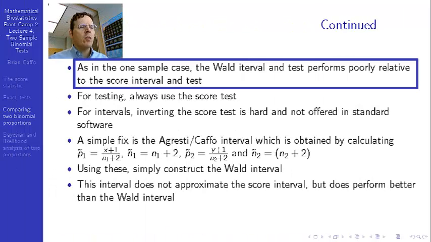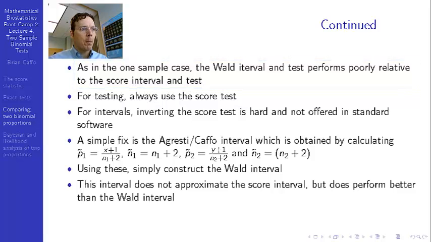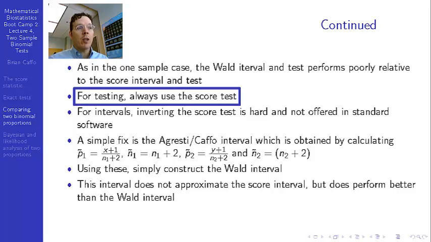So this Wald interval performs poorly relative to the score interval and test. The Wald test and the Wald interval perform relatively poorly, but their decrease in performance is less so than in the one sample case. In the one sample case, there's a huge decrease in performance, but subtracting two proportions tends to make them more normally distributed, so it helps a little bit. The decrease in performance for the Wald interval isn't anywhere near as bad as it is in the single proportion case. So for testing, I would just say always use the score test.